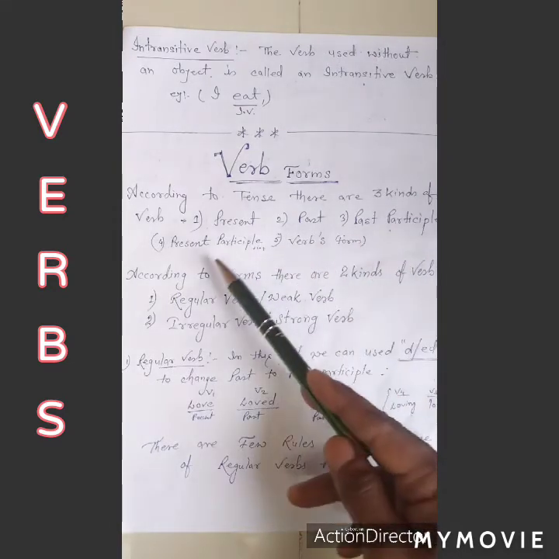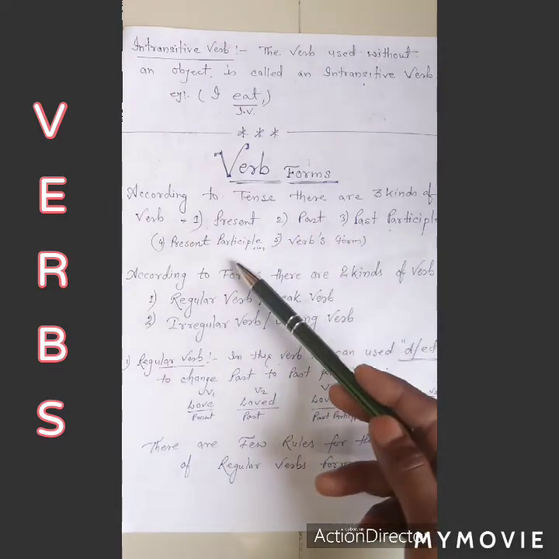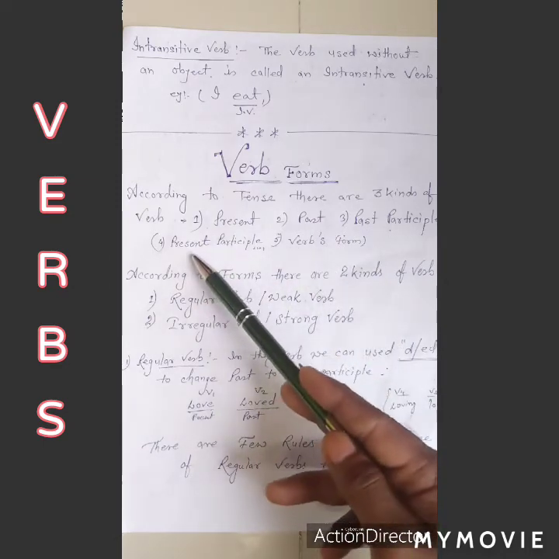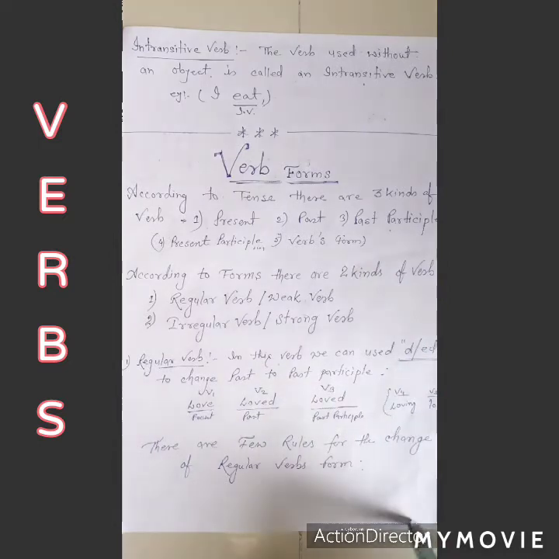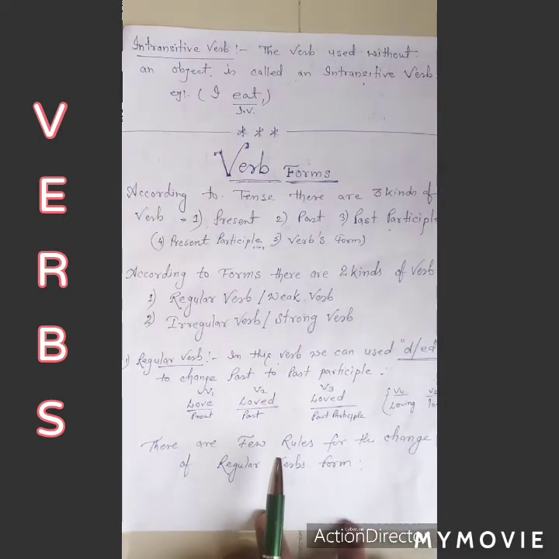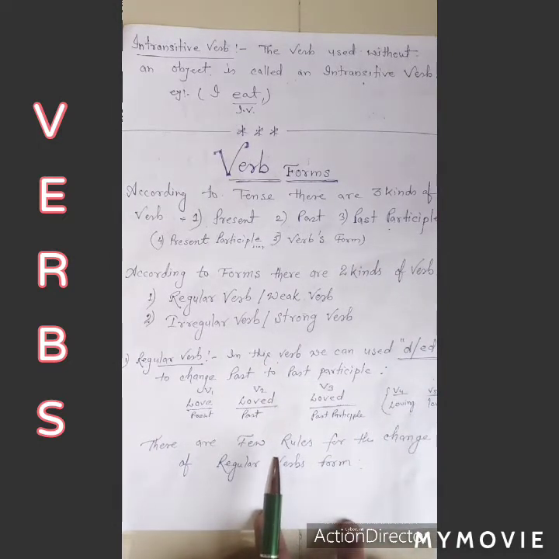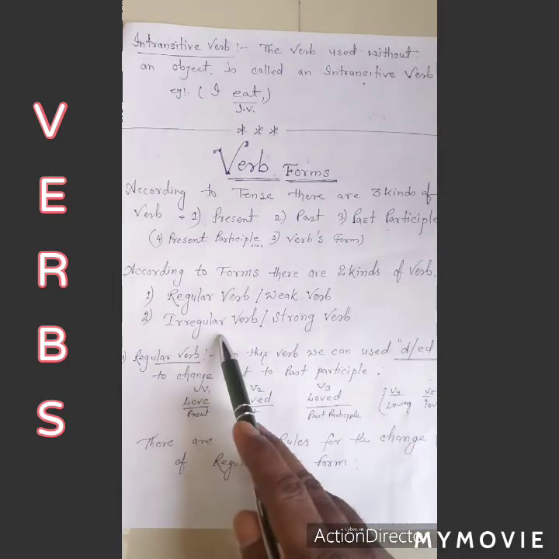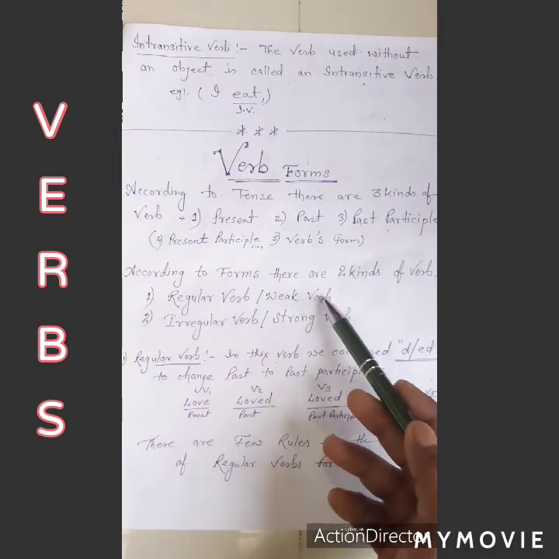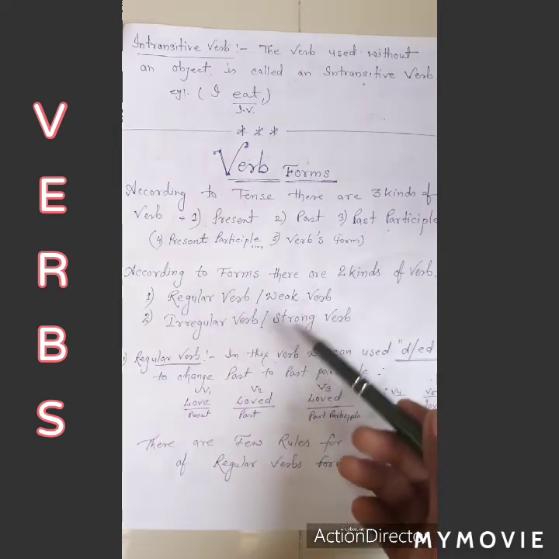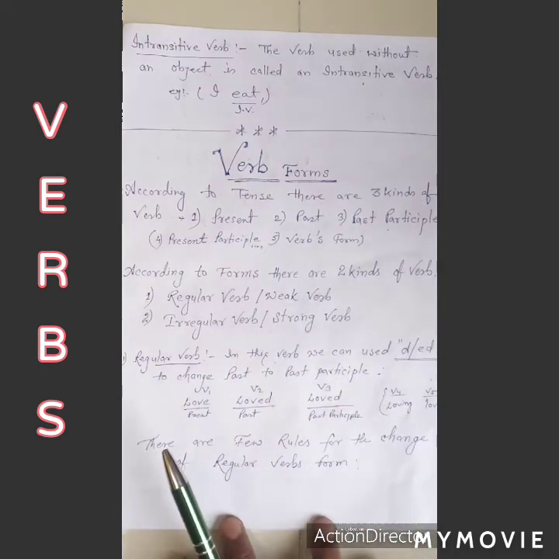Two more forms are also used sometimes: the present participle and the verb's s-form. And according to form, there are two kinds of verbs: regular verbs, also called weak verbs, and irregular verbs, also called strong verbs. Now, the definition of regular verbs.